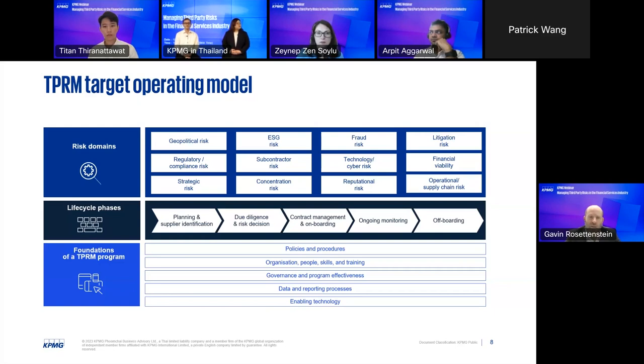What we do is we look at that in terms of below that, the life cycle phases. So in terms of engagement with the third party, you need to be very clear in terms of understanding those risks across the life cycle and all stages of the life cycle.